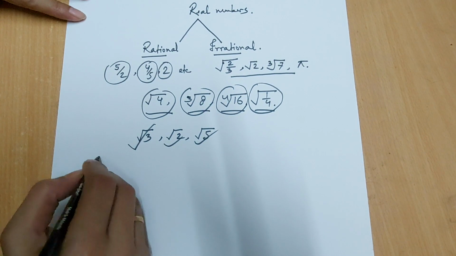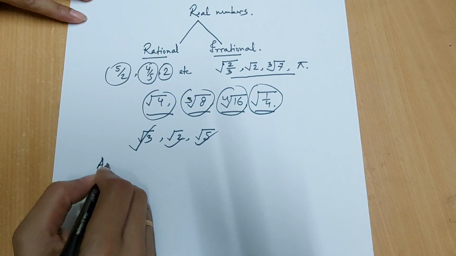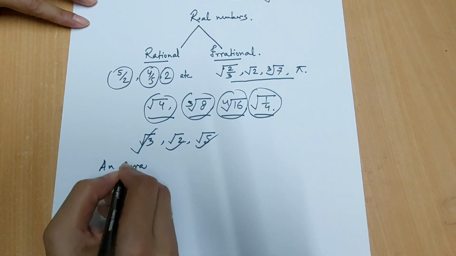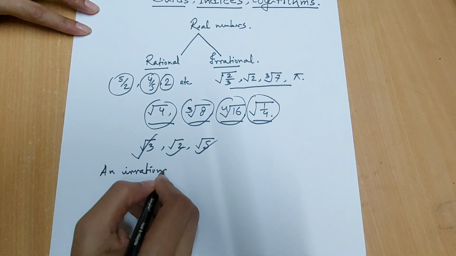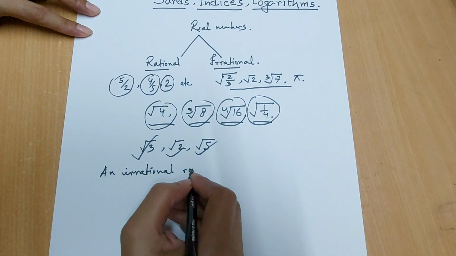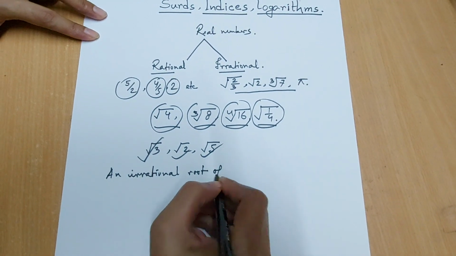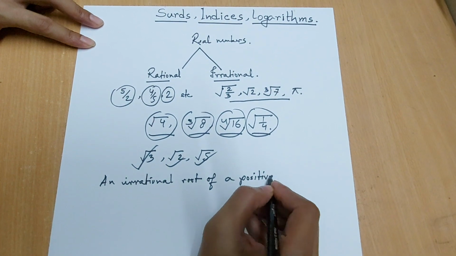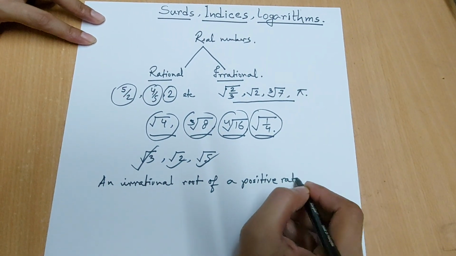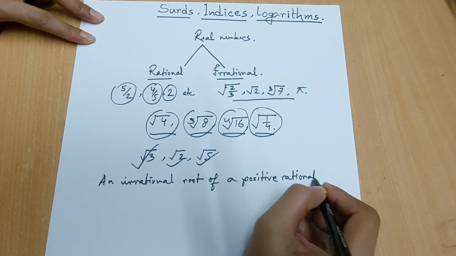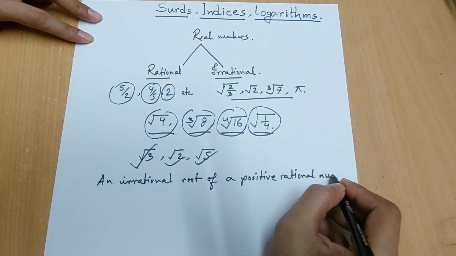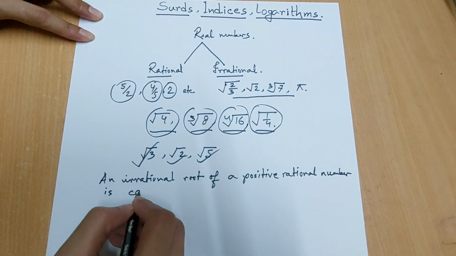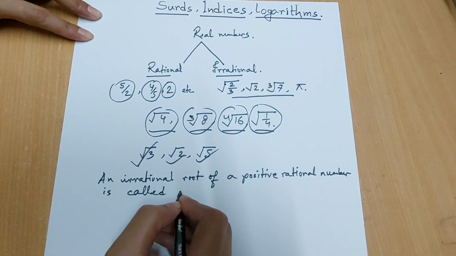So I should write here: an irrational root of a positive rational number is called surd.